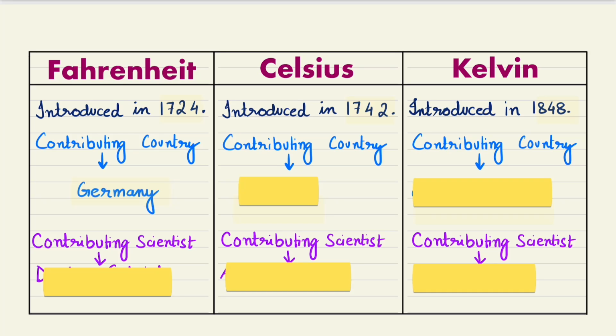Now coming to the contributing country. Fahrenheit was developed in Germany, whereas Celsius was developed in Sweden and Kelvin was developed in Great Britain.